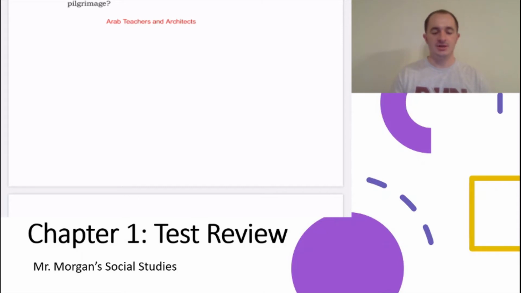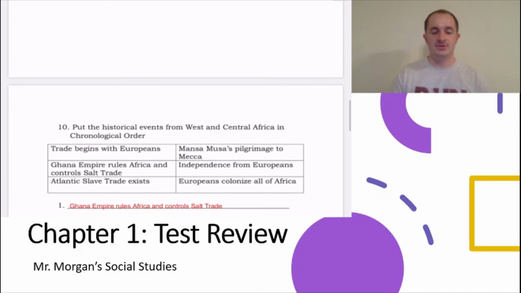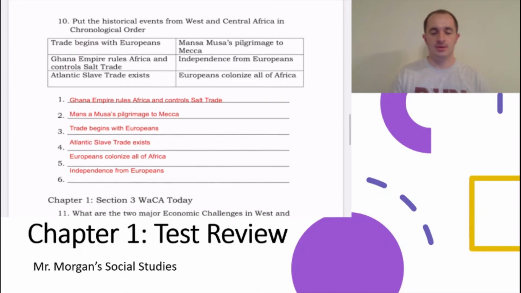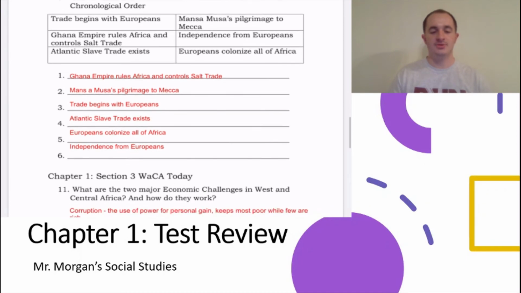The next section is when we did our timeline. So we have 6 different historical events, and what we need to do is put the historical events from West and Central Africa in chronological order, or from which one started first and which one came second, and so on. So we have trade begins with Europeans, Mansa Musa's pilgrimage to Mecca, Ghana Empire rules Africa, and so on.